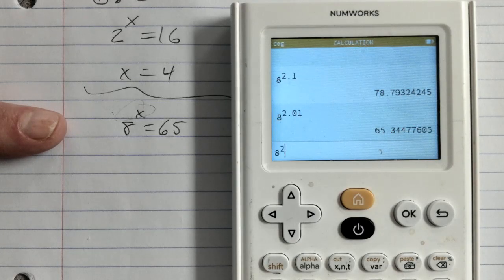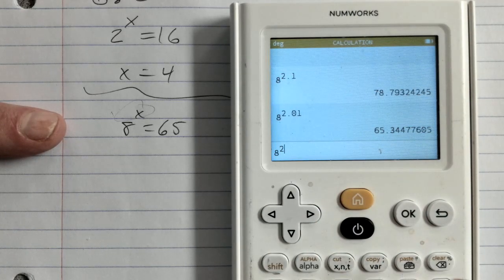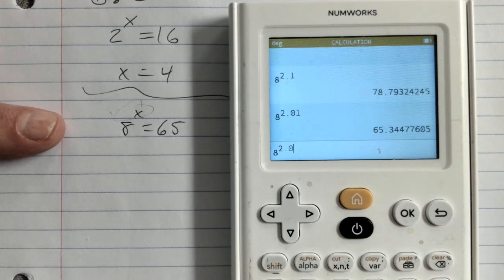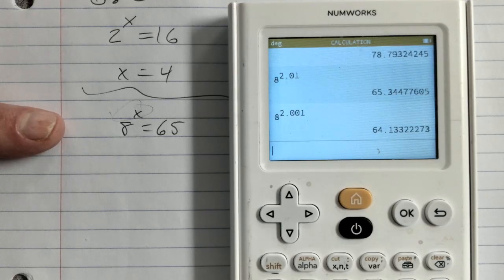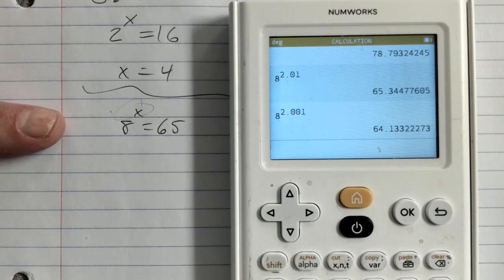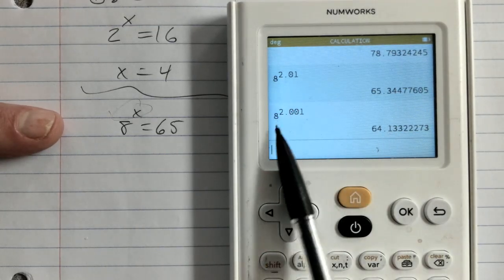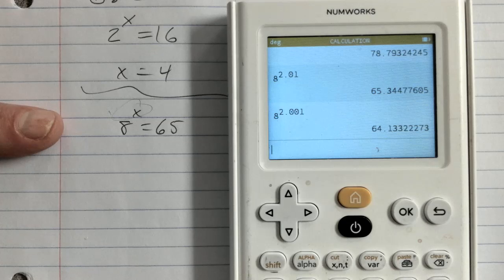8 raised, oh, not this 2. I didn't want that. Let's call it the 2.001 power. Okay, now we're getting there. But we're a little low, right? Because I want 65, not 64. So 2.002. Okay, no, that's not what I wanted.